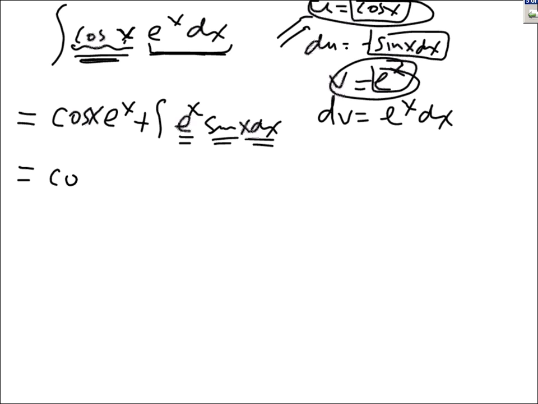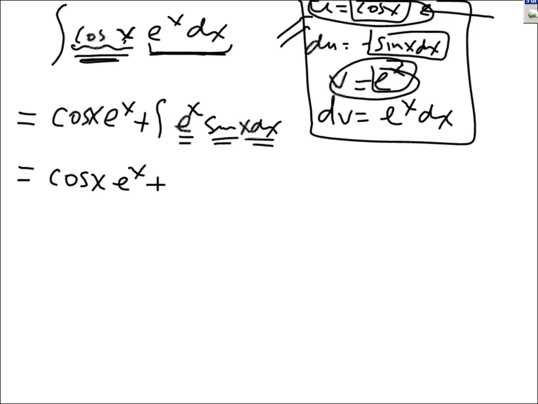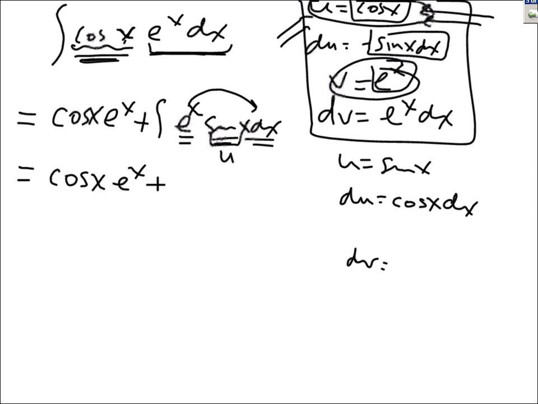So sometimes you have to integrate by parts more than once. Let's integrate by parts again. Since I let u be the trig function, I'm going to do that again. Let u equal the trig function. So then du will be cosine x dx. And dv is what's left over, namely e to the x dx. And the integral of that will be v equals e to the x.